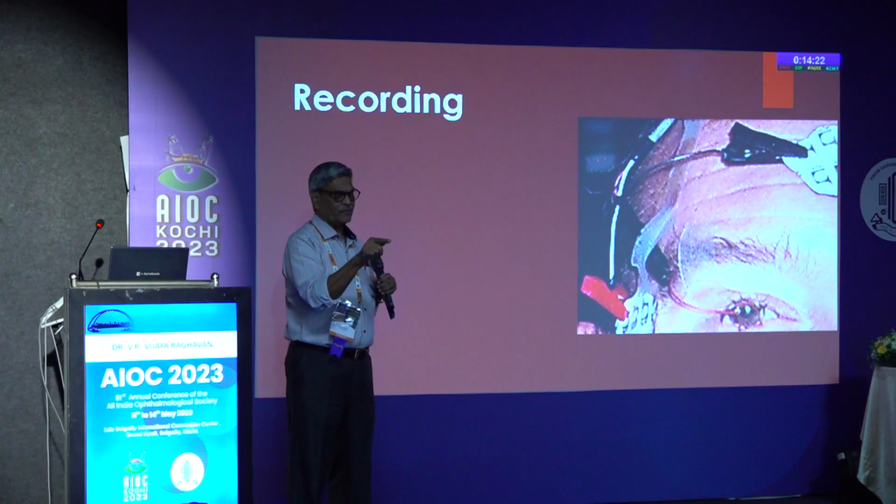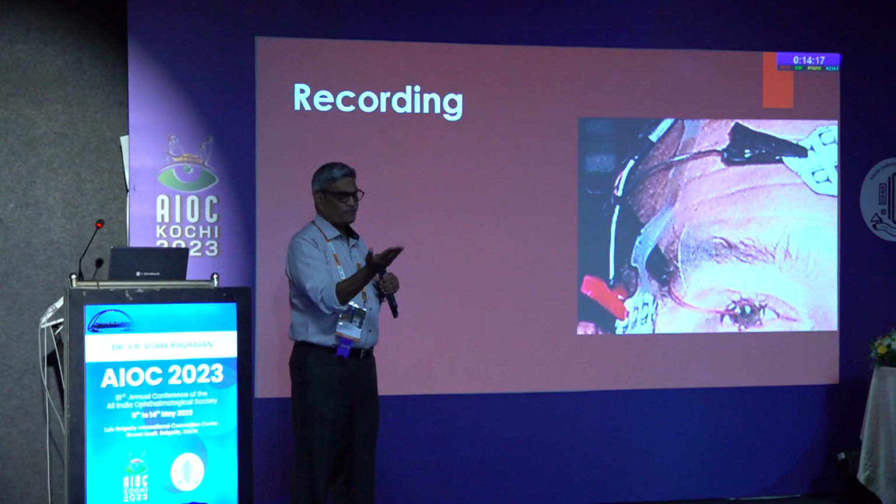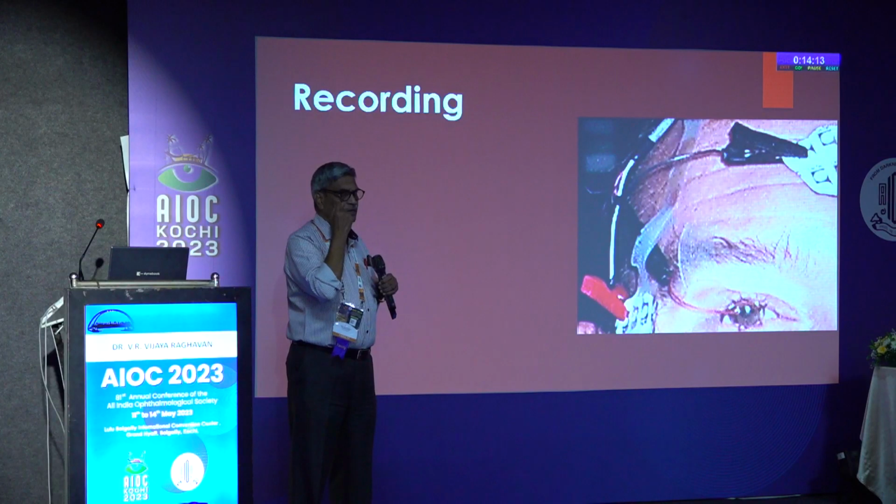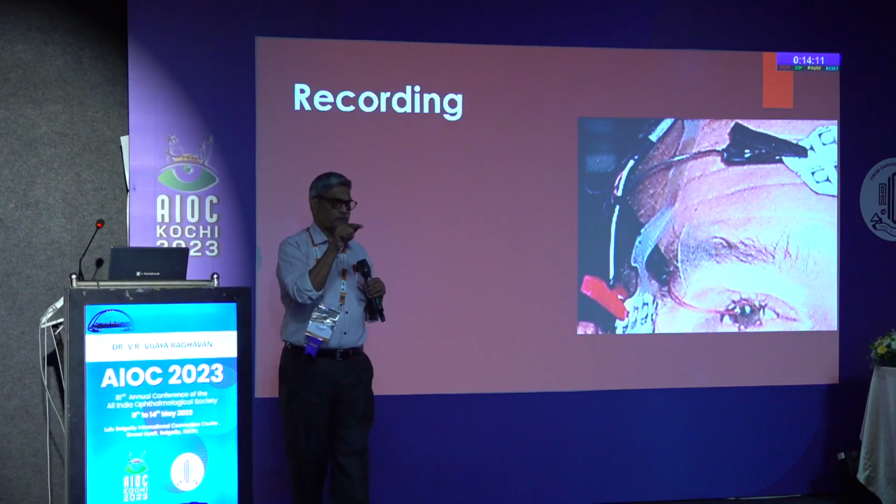No need to touch the cornea. So that may be useful for children, because normally you have to put a contact lens, which is difficult. So for children it is better for us to use a gold foil or something like that. The electrodes are kept in the lids. You can record.